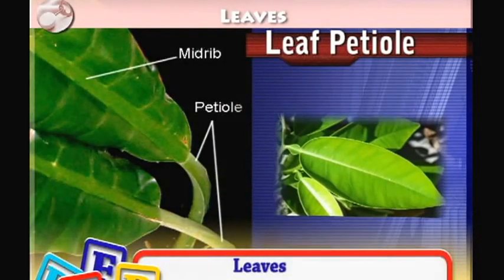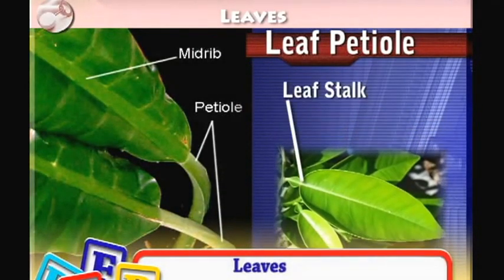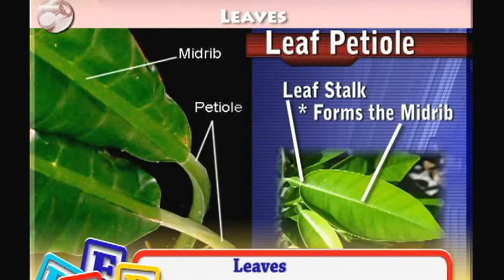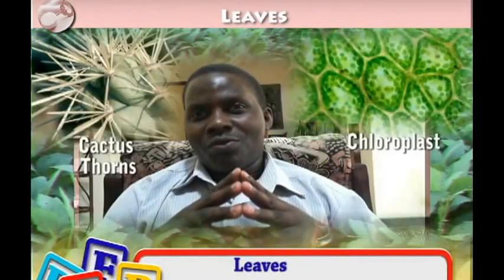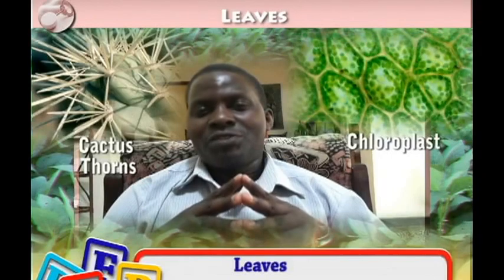Now the petiole, which we call the leaf stalk, is continuous with the midrib. In fact, it is the one that forms the midrib. Now, we want to look at the functions of the leaf. What are the functions of the leaf?